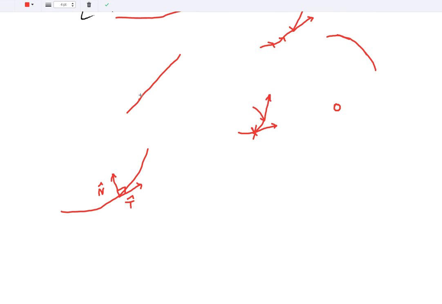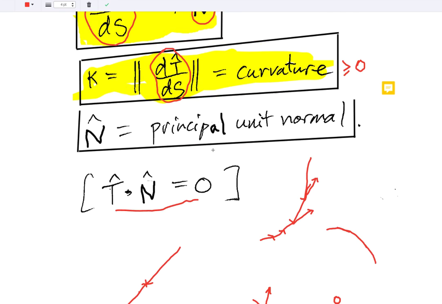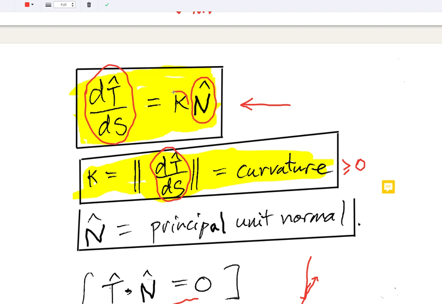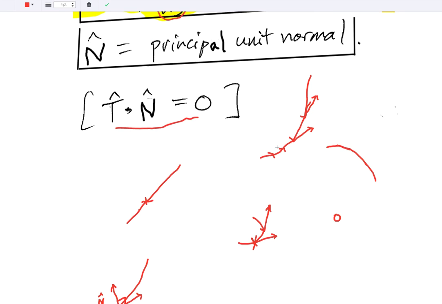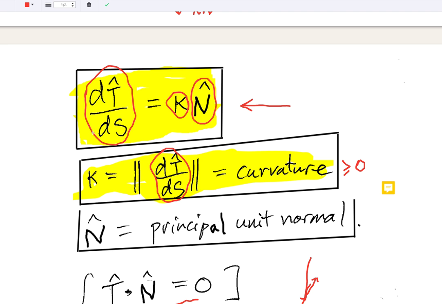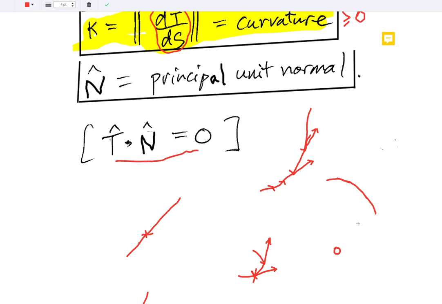In the case of a straight line, there really is no N hat. T is just pointing this way, and there's no curvature at all. There is no N hat, but that's only going to happen when the curvature is 0. That's the only time it doesn't exist. Well, that's the idea of curvature. How quickly is the unit tangent vector changing with respect to arc length? Is it really changing direction quickly, or is it changing direction slowly and gently? That's the idea of curvature.